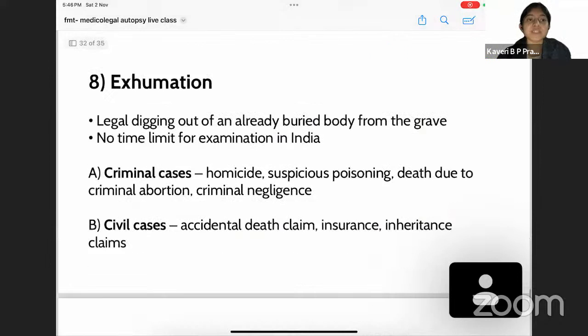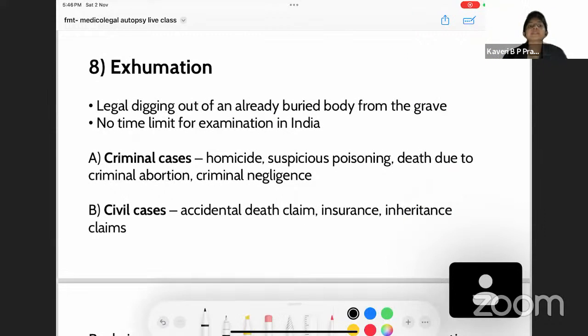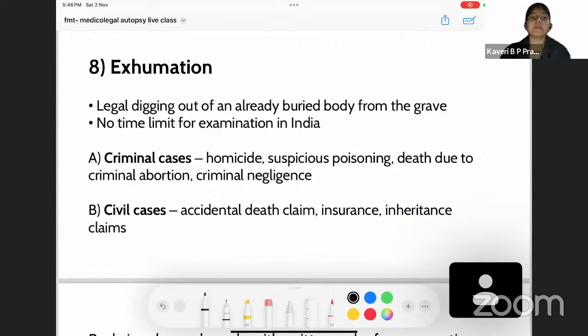Now coming to the last question, it is about exhumation. What do you understand by exhumation? Exhumation is the lawful digging out of an already buried body from the grave. That is, the person has died, and you take the body to the grave and bury the person. Now, if you take back the buried body to do certain examination, then it is called exhumation.